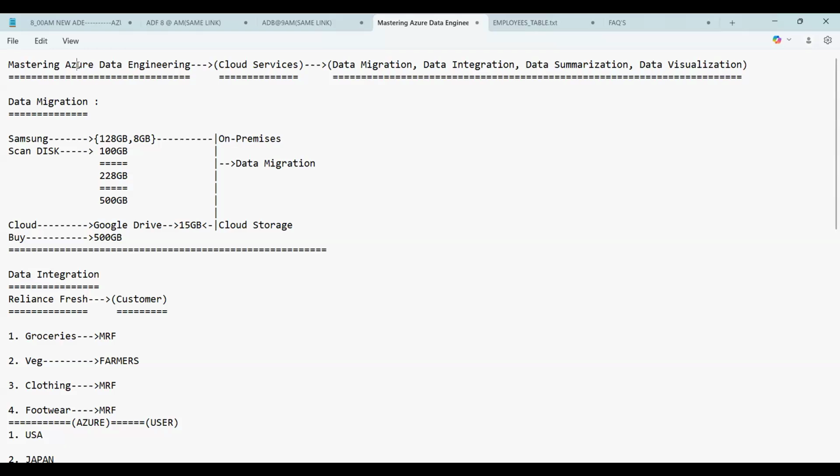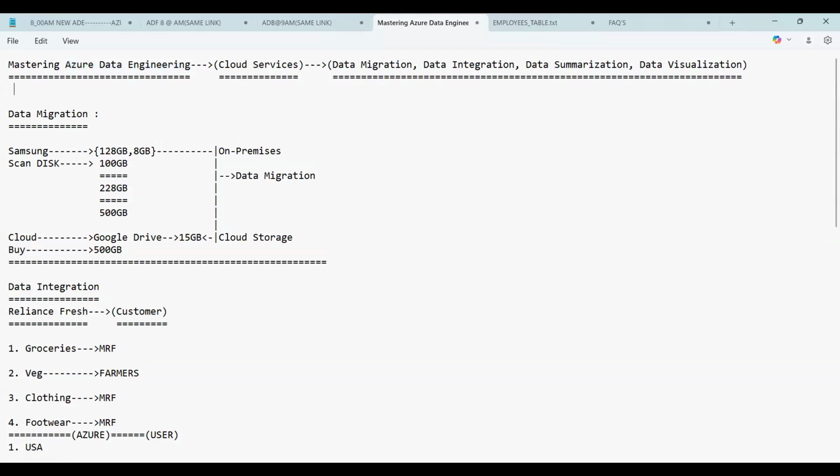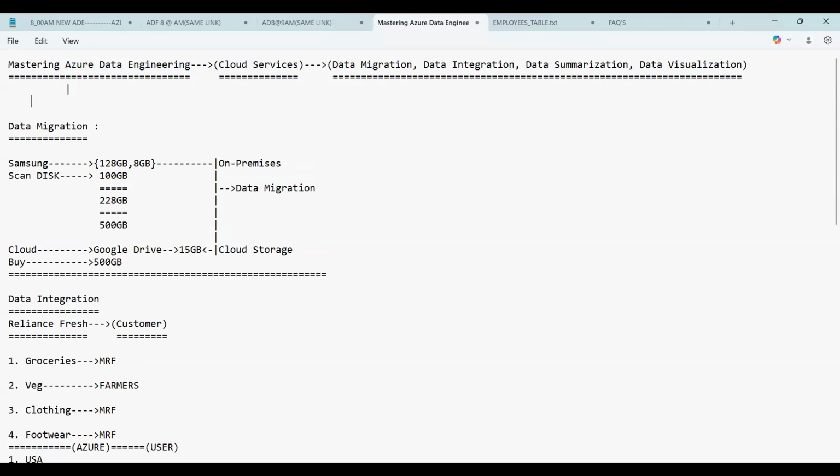Azure Data Engineering. Azure Data Engineering is nothing but a one-stop solution for all the data engineering activities. As I told you, Azure Data Engineering is a bunch of cloud services. The following cloud services are included in this course, Mastering Azure Data Engineering. The first one is ADF, which stands for Azure Data Factory. The second one is ADB, which stands for Azure Databricks, guys. And the next one is Synapse.